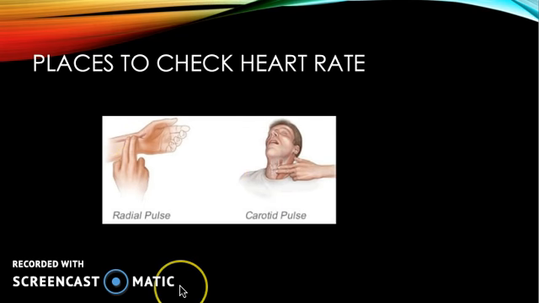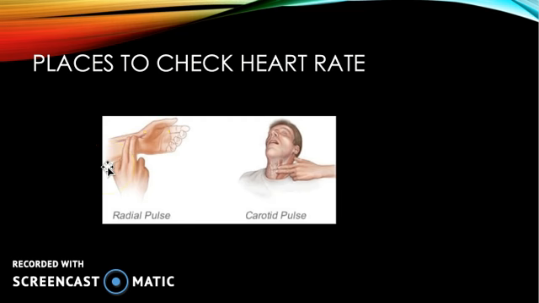As I mentioned earlier, checking a heart rate is a little tricky for some people when you've never done it before. There are two places that are the easiest to check. The first is the radial pulse, which is here on your wrist. In this diagram, this is your thumb and this is your wrist. Your radial artery is on your wrist on the thumb side.